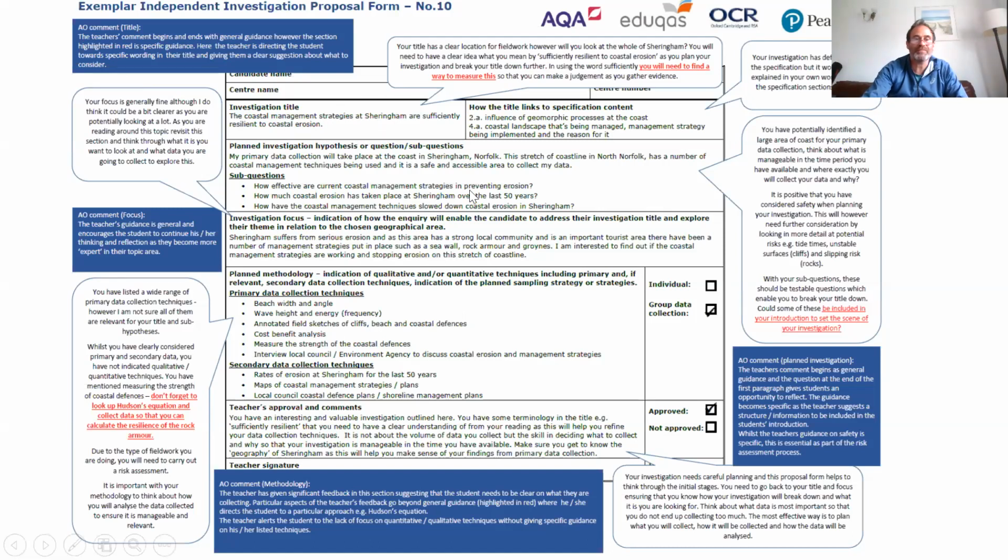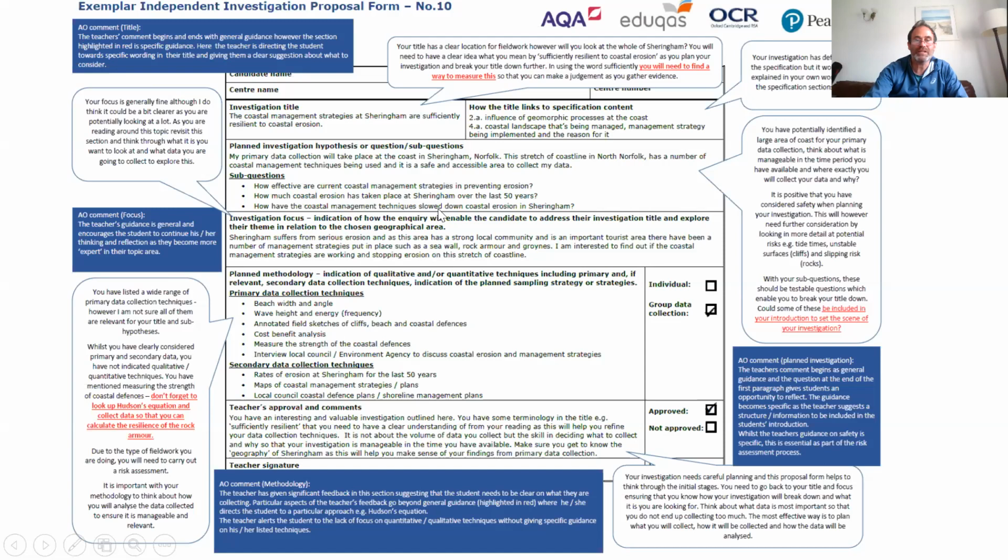They've got 3 subcomponents. How effective are the coastal management strategies in preventing erosion? Okay, so that's a 'to what extent' almost there. So that's always a good question to do. How much coastal erosion has taken place in Sheringham over the last 50 years? That is kind of some background work. Obviously you can do some present day stuff, but you would also need some background secondary. And you can see how that would link into the first sub-question and the overall title.